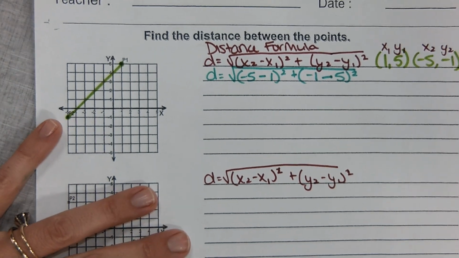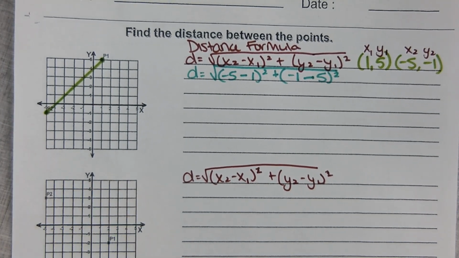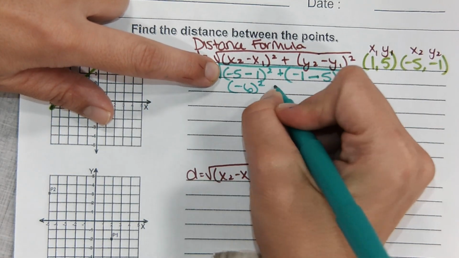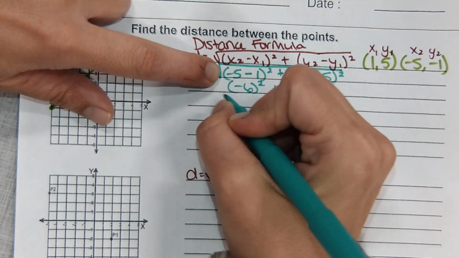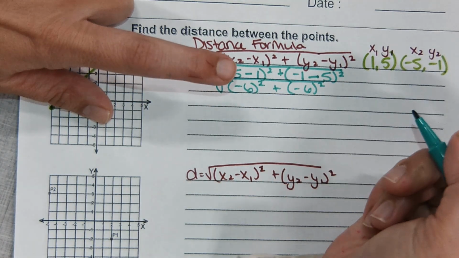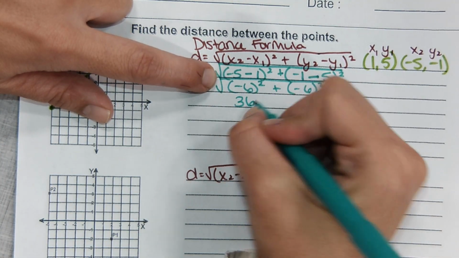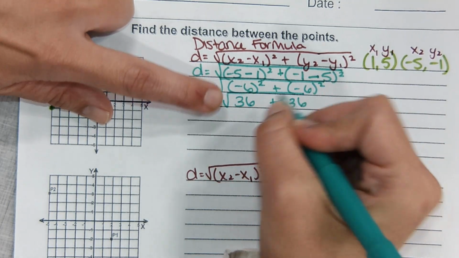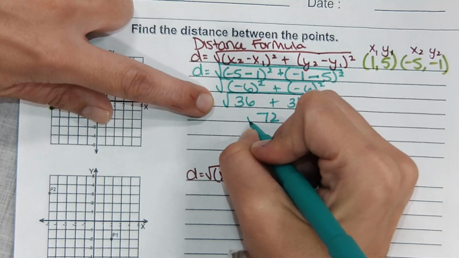Okay, and then once we have this set up, we're going to follow order of operations. So we have to solve what's in the parentheses first. So this would be the square root of -6 squared plus -6 squared. -6 squared, -6 times itself, would make +36, plus, again, +36. Add these two values together, we get 72.